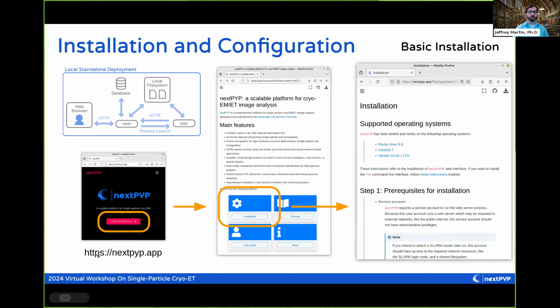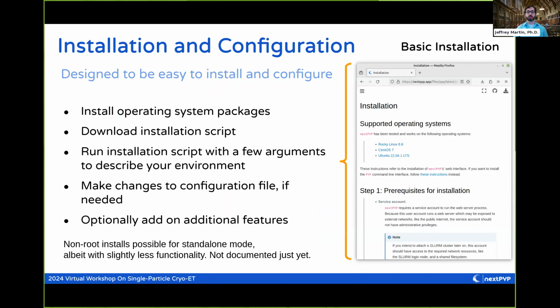along the way. If you go to our website, nextPYP.app, there's a big old button there that says go to the latest documentation, latest version. That'll take you to a page that looks like this. There's a big blue button that says installation. That'll take you to a document over here. And this will walk you through everything you need to do to install the software in our basic version. And we've tried very hard to make this as simple as possible.